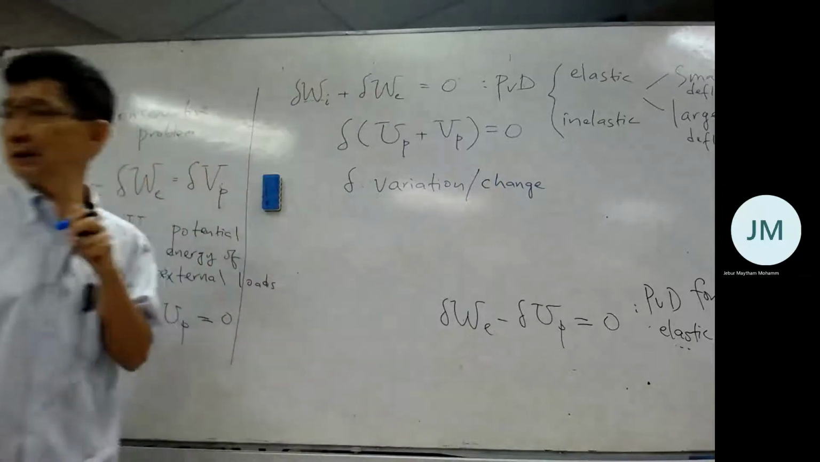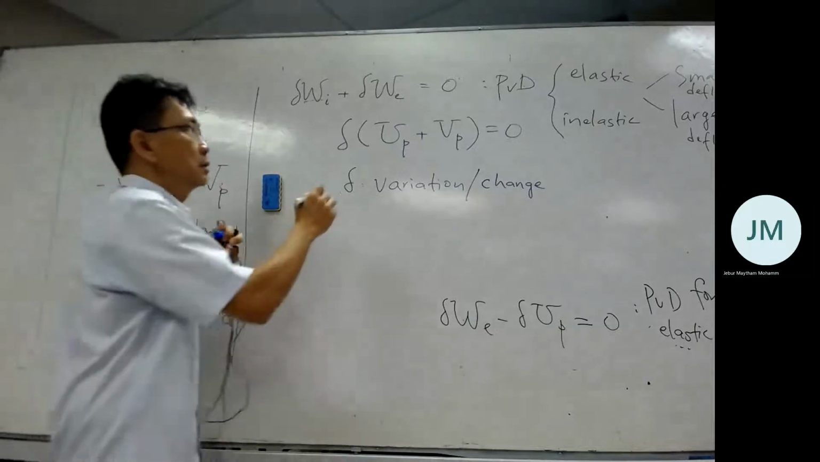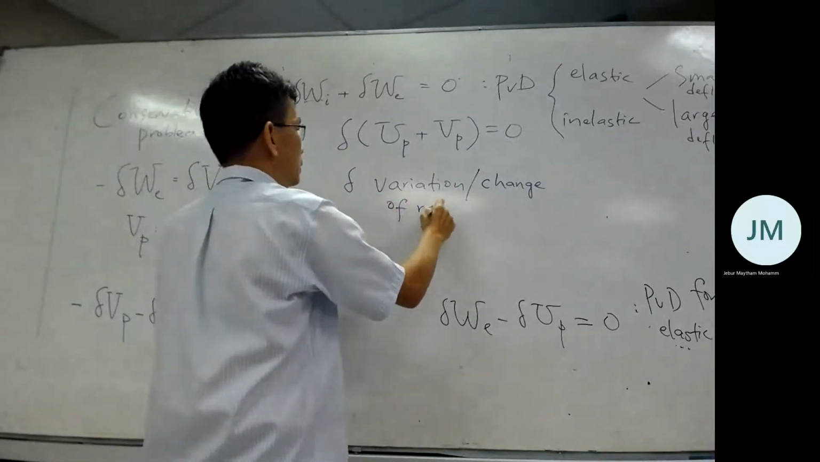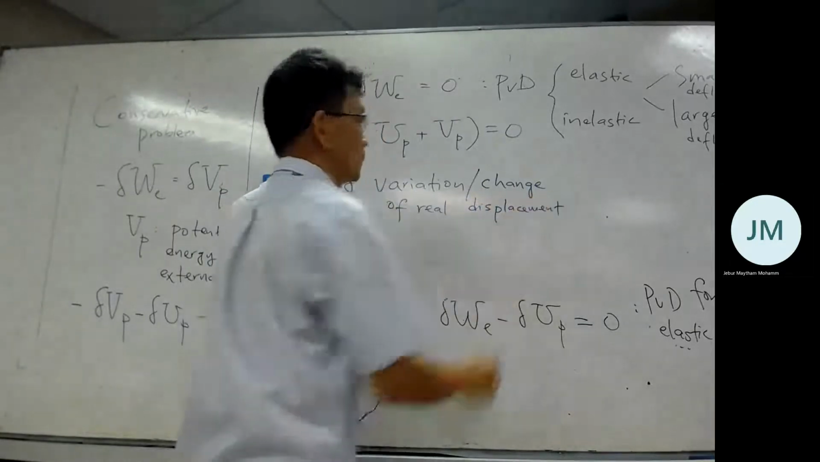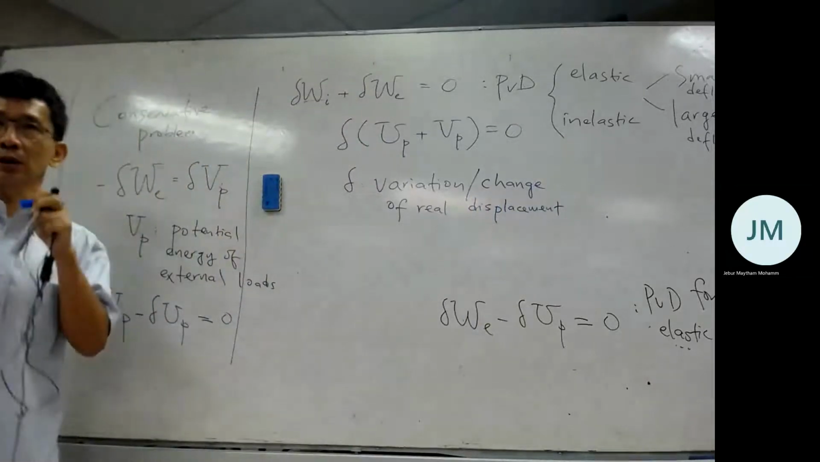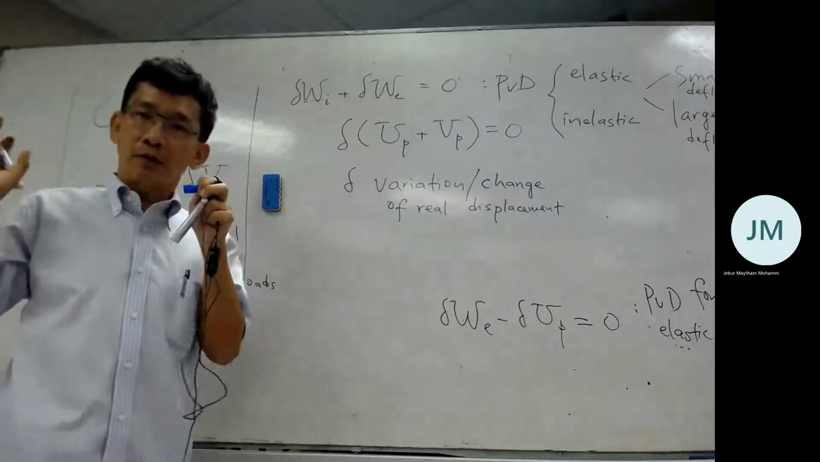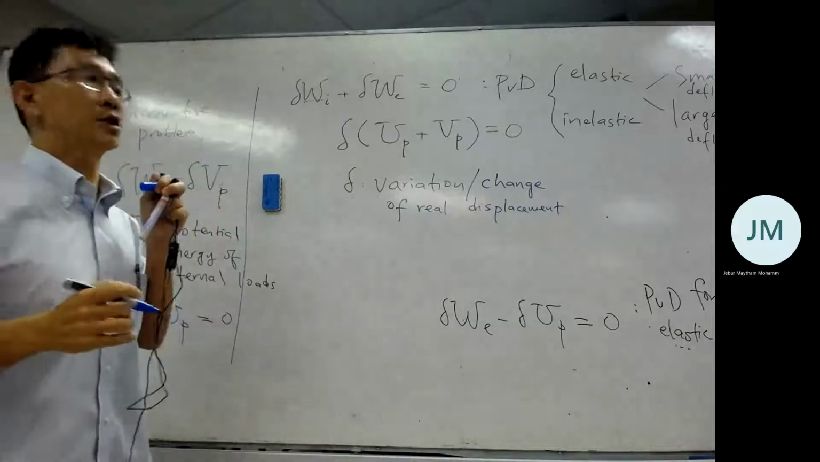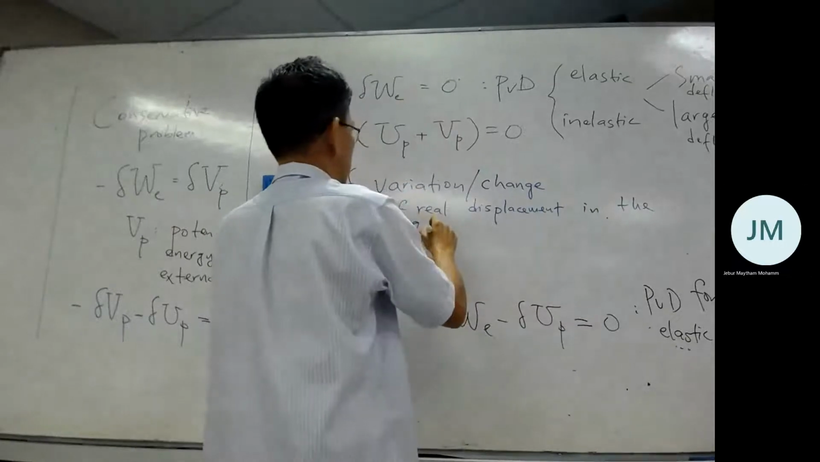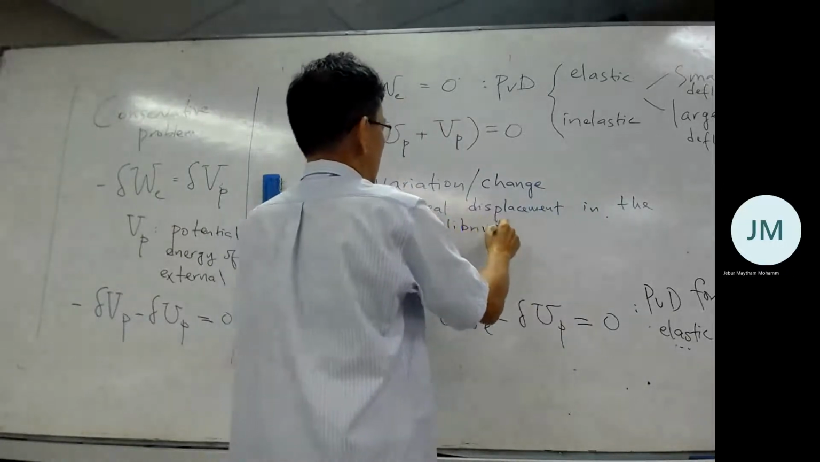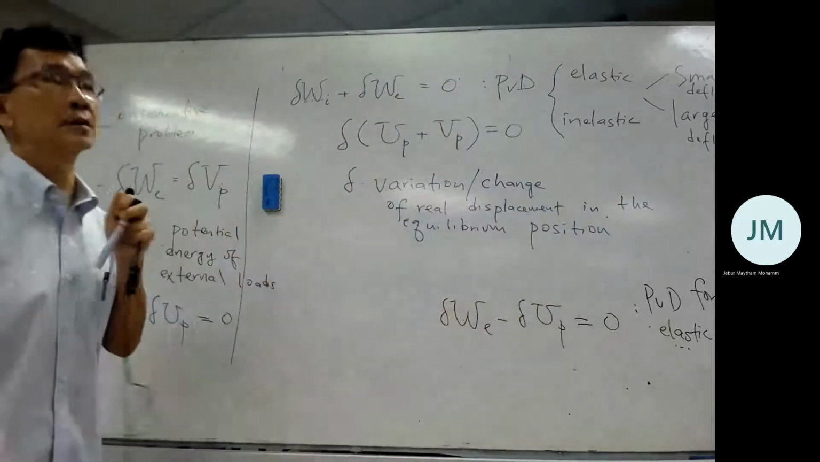Change of what? Change of real displacement. When the system is in equilibrium, it already has a displacement, which is the real one. So this one is further: you give some change to that real displacement in the equilibrium position.